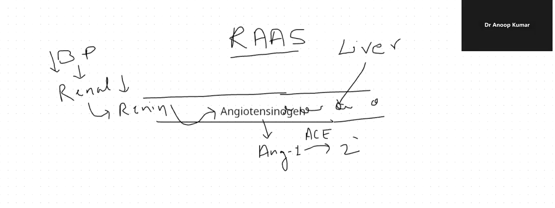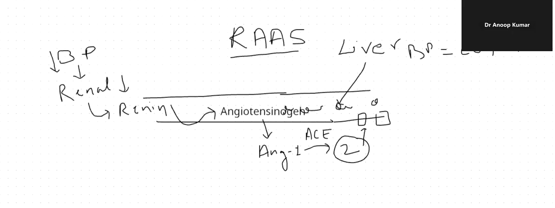So this angiotensin 2 has receptors in the blood vessels. So angiotensin 2 acts on the blood vessels and results in vasoconstriction. And you know that if there is vasoconstriction, BP is equal to cardiac output multiplied by TPR, total peripheral resistance. So your total peripheral resistance will increase, so your blood pressure will increase. This is another mechanism by which the body will increase your blood pressure.